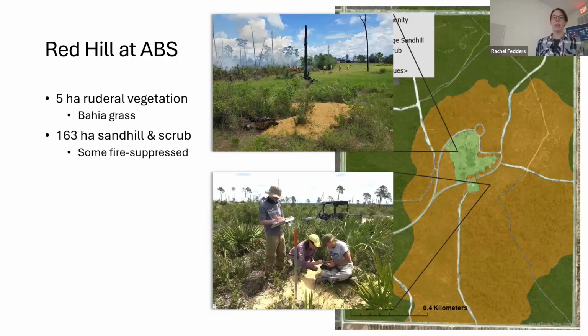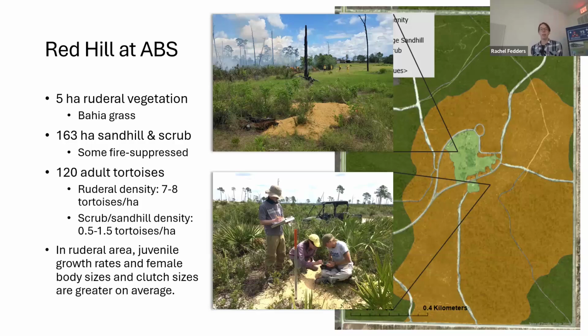This ruderal field is surrounded by about 160 hectares of sandhill and scrub vegetation, showing this kind of orange and dark green color on the map. And the sandhill and scrub has a lot of palmettos, oaks, and a variety of native herbaceous plants. And herbaceous forage is at a much lower density here than in the ruderal field.